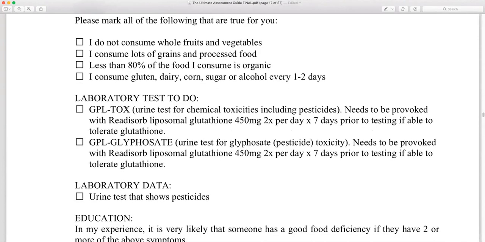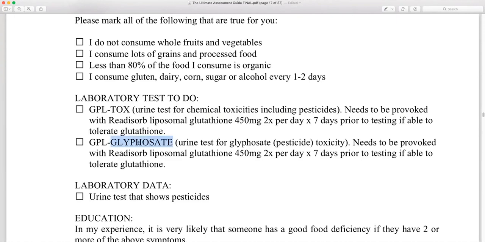So what we're going to do for testing here is the Great Plains Tox Lab, which is going to look for chemical toxicities, including pesticides. And then I have also the information here on how to provoke it, how to use liposomal glutathione to push the chemicals out of its hiding places so that then you collect it in the urine with this test, and we can make sure that we get an accurate sample.